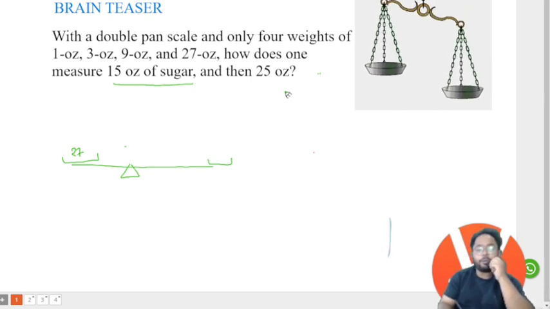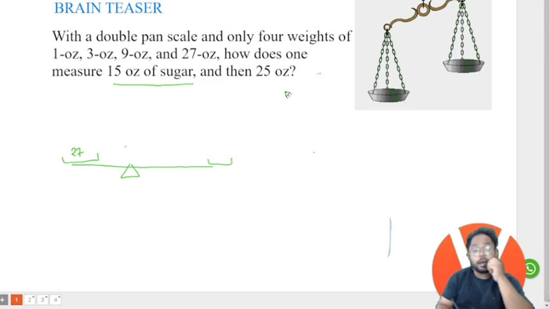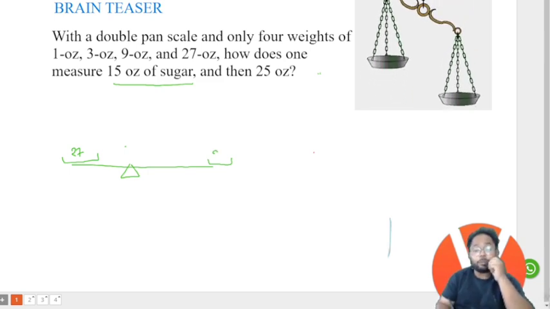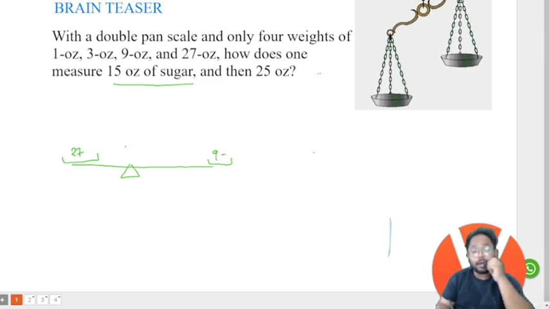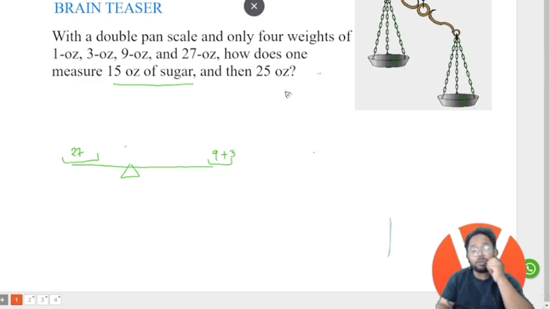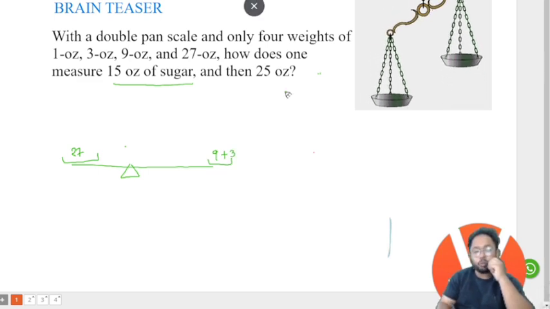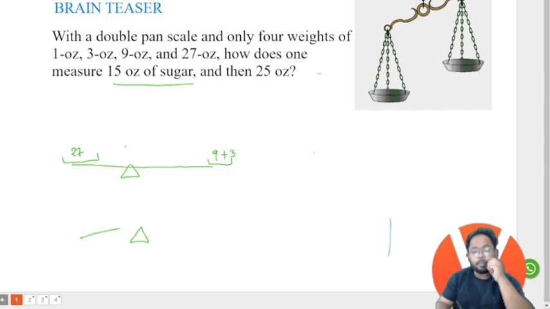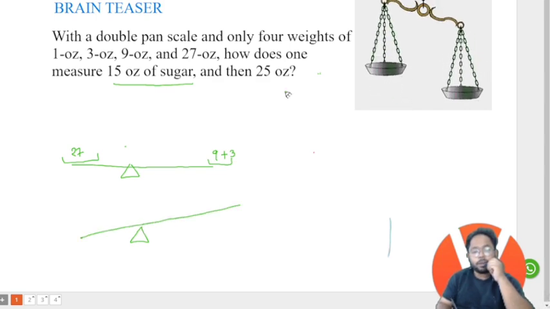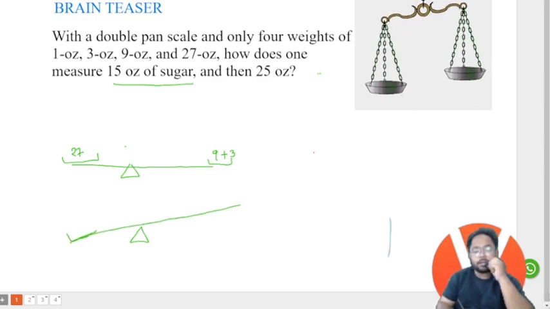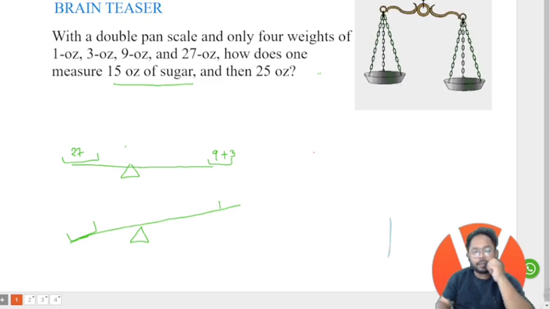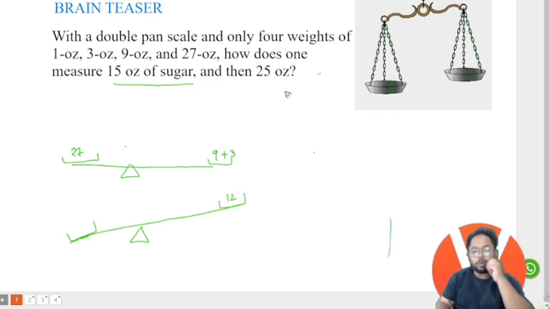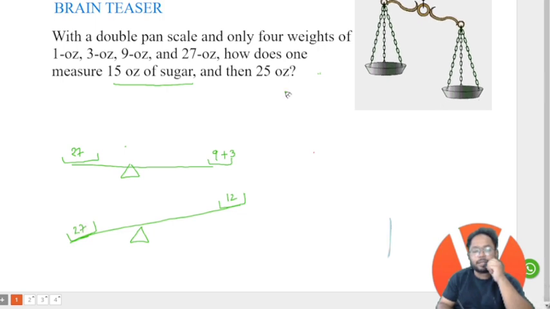So we'll put a 27 ounce on this side. On another side, we will put a 9 ounce and a 3 ounce weight. We'll keep two weights on the other side. So what will happen? The balance will tilt because 27 ounce is greater and this is lesser. So 9 plus 3, it will be 12 ounce only. On this side, it's 27 ounce.